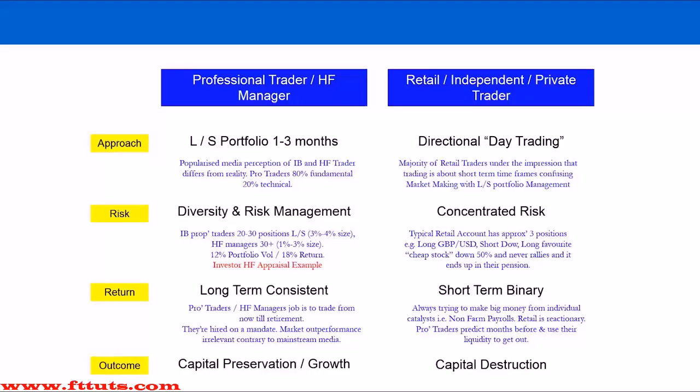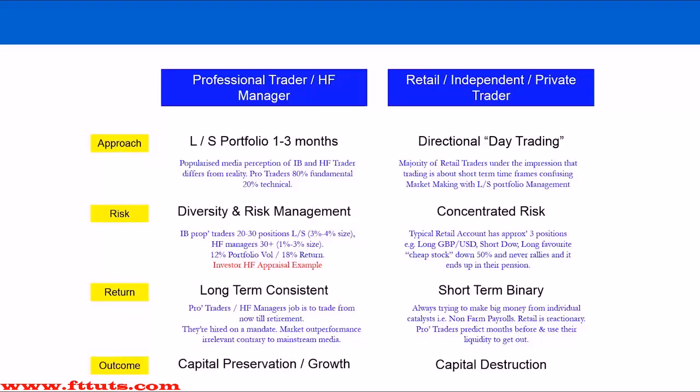So for example, the US jobs data, non-farm payrolls that comes out every month, retail is basically reactionary to stuff like this. What professional traders do is they try to predict months before what is going to happen. And then when it actually happens and is backwards looking, they use the liquidity of the retail market to actually get out of the trade. So they predict what's going to happen in the future, and retail traders react.